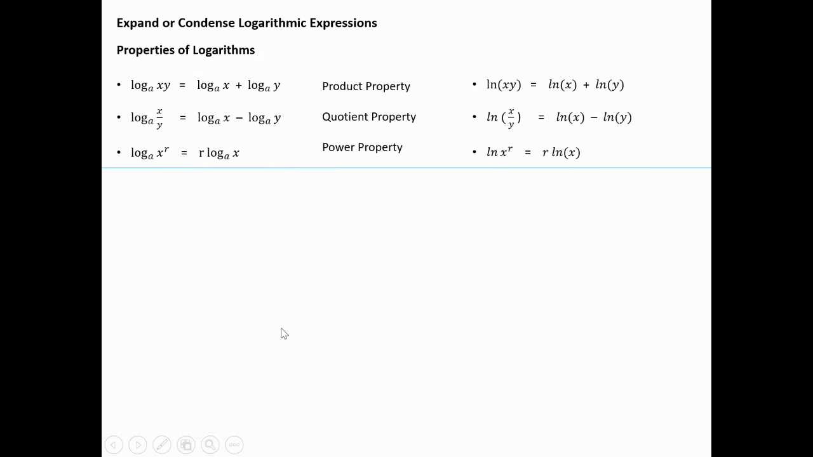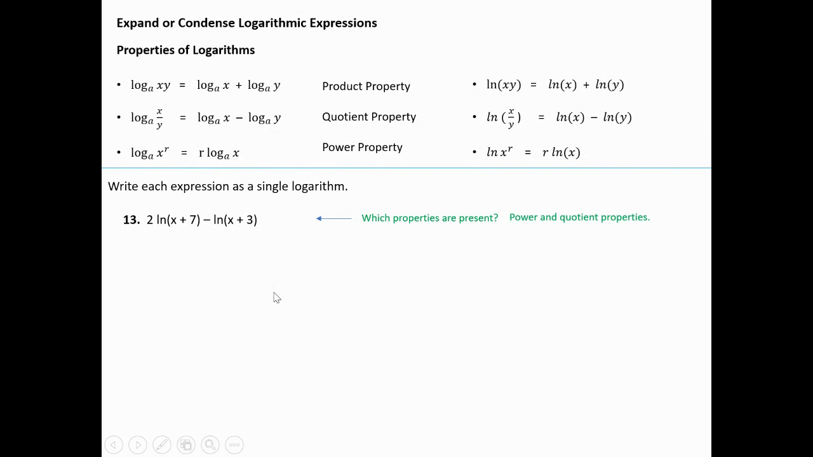Okay, now they're going to go the other way, I believe. So now you have to convert it to a single log. Again here, which properties are present? We have the quotient because we have subtraction, and we have the power property because we have a number in front, which is a 2, that's going to be my exponent. So the power and the quotient properties are present.